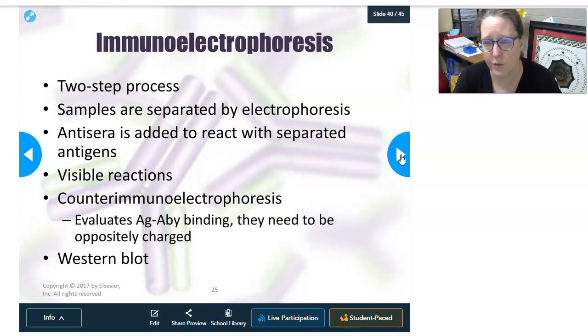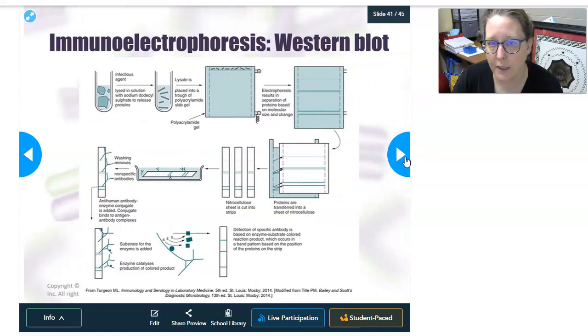And then, of course, you have immunoelectrophoresis, which is a two-step process. First the proteins in the sample are separated by electrophoresis, and then an antisera is added to react with the separated antigens, and you get visible reactions. So the antisera obviously has to be specific to the antigens. Counter immunoelectrophoresis evaluates antigen-antibody binding, and they have to be oppositely charged. The Western blot is an example of an immunoelectrophoresis. It is widely used.